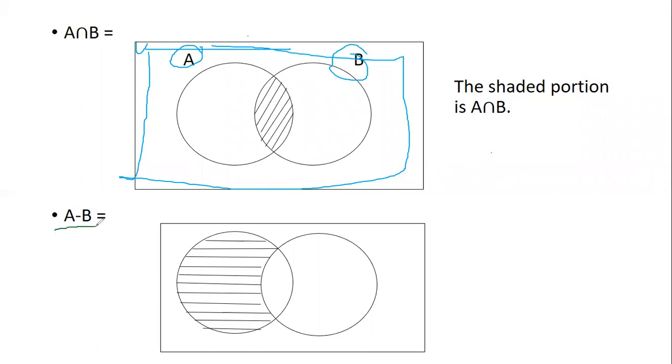Okay, now coming to A minus B. This is nothing but the difference of sets. Now we have set A and then we have set B. Okay, now A minus B. What does A minus B mean? Go back, check the difference of sets. What do you mean by A minus B? We had already calculated A minus B.